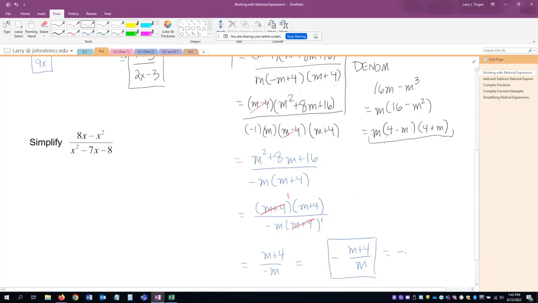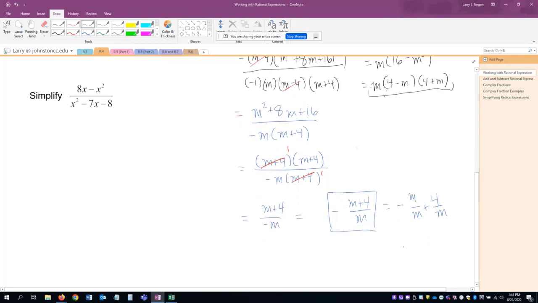And what I said earlier is I have a single term in the denominator, so I could rewrite this with each piece written out. m divided by m is 1. And then, because the minus goes to both, negative m divided by m is negative 1. 4 over m is 4 over m. That is the finalized answer. I like that one better, though. They're the same thing.